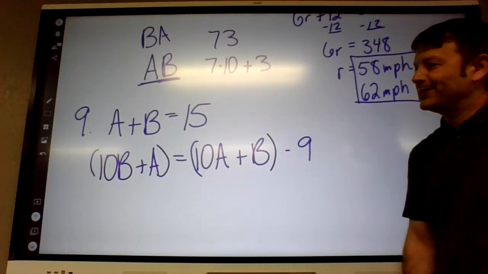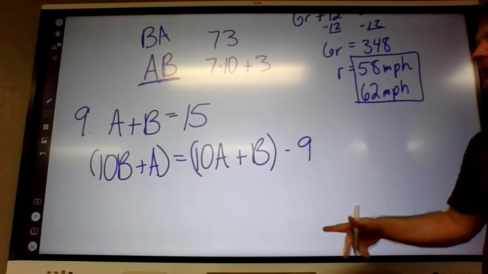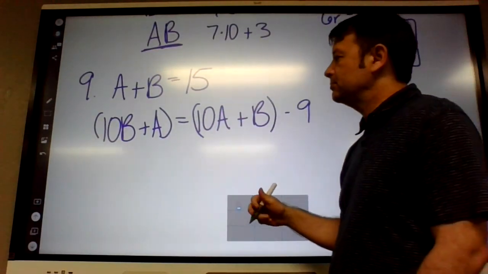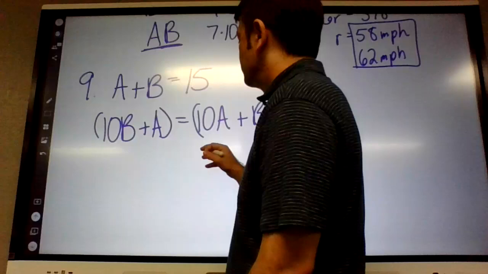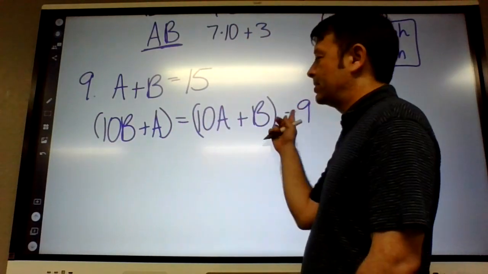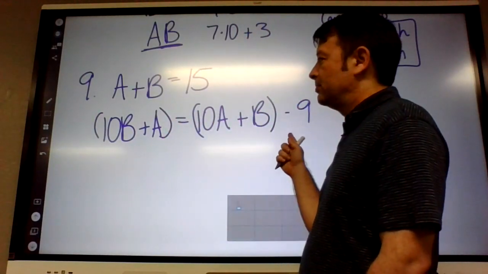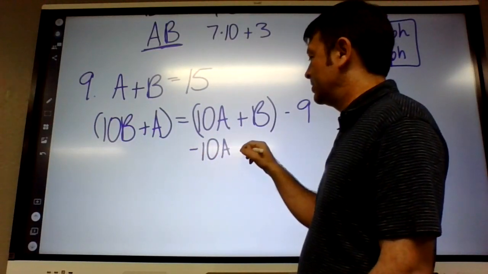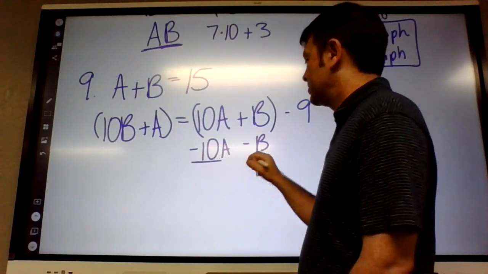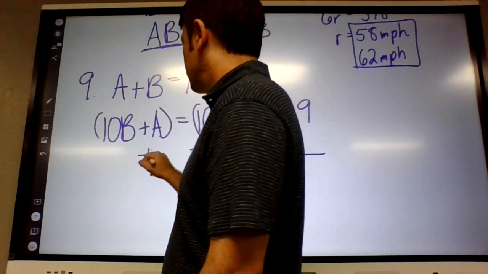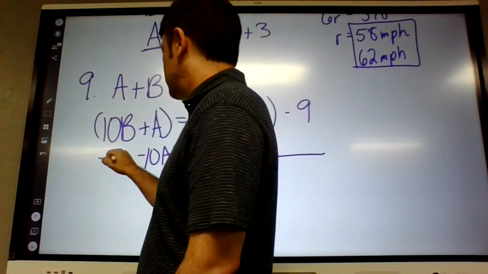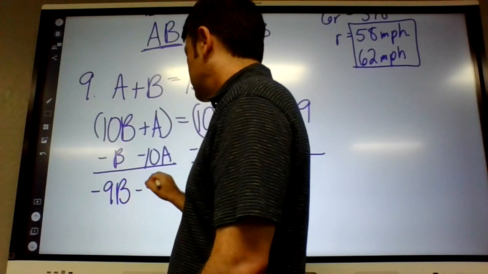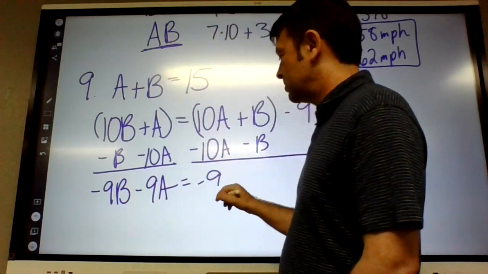Yeah, this one's kind of a mess. So we need to clean up the bottom. How can we clean the bottom line up? We want to clean this up first. I could subtract 10A and subtract B. Okay, I'm going to subtract 10A and subtract B. So it'd be 9B minus 9 is 9A. Lots of negative 9s.